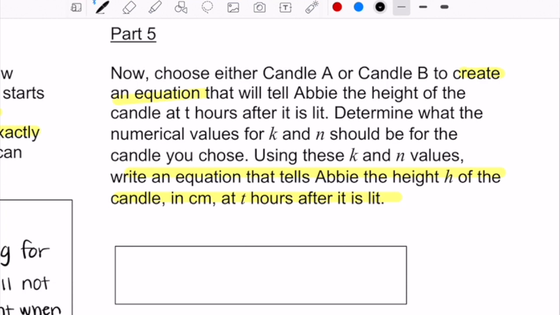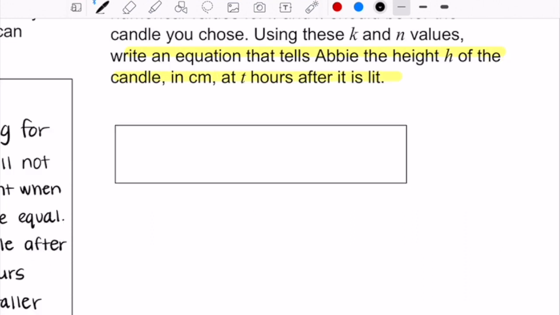If you were going to answer this question and give an equation that represents the height of candle A, you would type that answer into the box. If you wanted to do candle B instead, you would type that one into the box. You want to make sure you use the correct variables. So if we were going to do candle A, we would say that the height of candle A, h, is equal to 20 minus 4t. Candle A starts off at 20 centimeters tall, and then each hour it goes down by 4. So that's all you would need to type in the box.